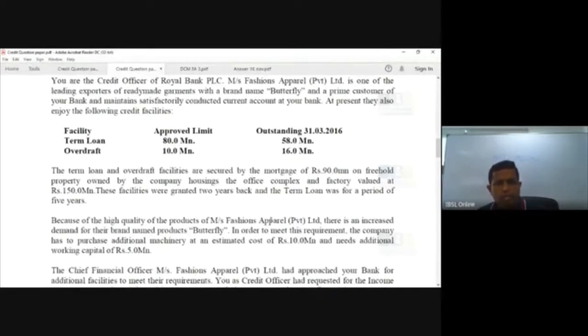The term loan and the overdraft facility are secured by the mortgage bond of 90 million on freehold property owned by the company, the office complex and the factory, valued at 150 million. Now, if you calculate the exposure, we have given 90 million approved limit against a 150 million property. If you divide 90 million by 150 and multiply by 100, that is 60% exposure, right? We have given 60% exposure. Then second part, if you have a question, you can raise.